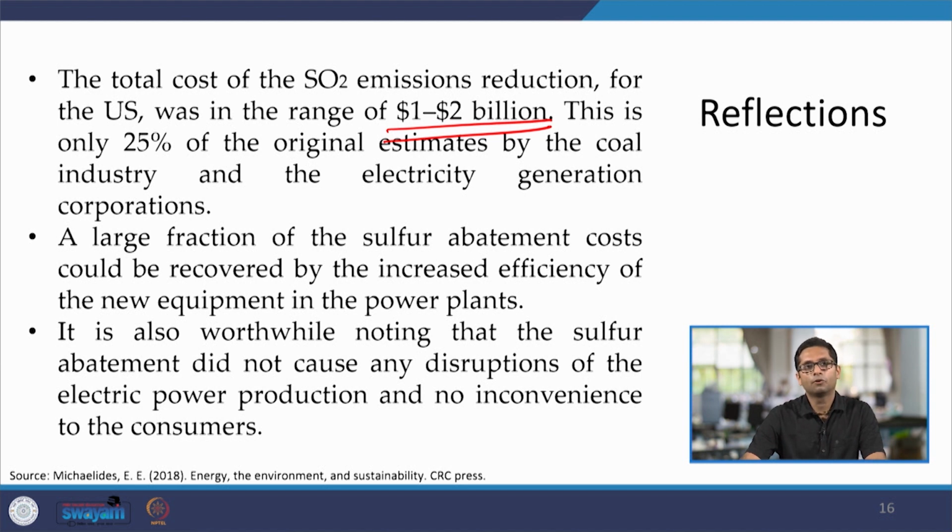So the drastic reduction in the SO2 emissions came at 1/4 of the cost that was initially estimated. A large part of the abatement cost also helped in increasing the efficiency of the process, because new equipment was put in the power plants which was much more efficient and good for the overall economics of the power plant, which helped the power plant owners make profit. It was also expected that there would be some major disruptions in the power sector because of the change of the earlier equipment with the new one, but nothing of that sort was felt, and the inconvenience to the consumers was almost negligible.